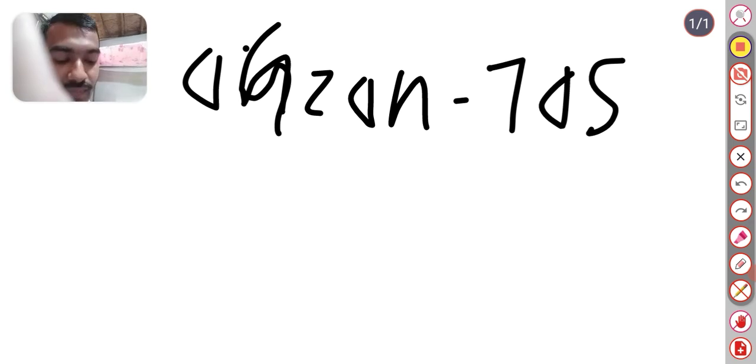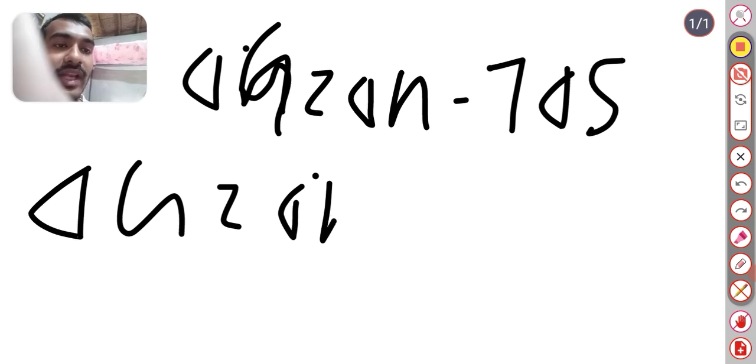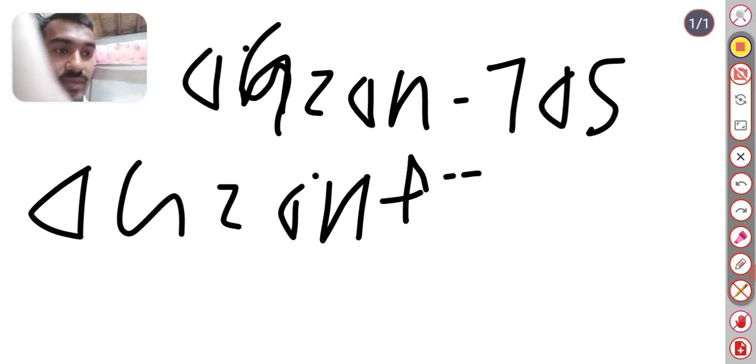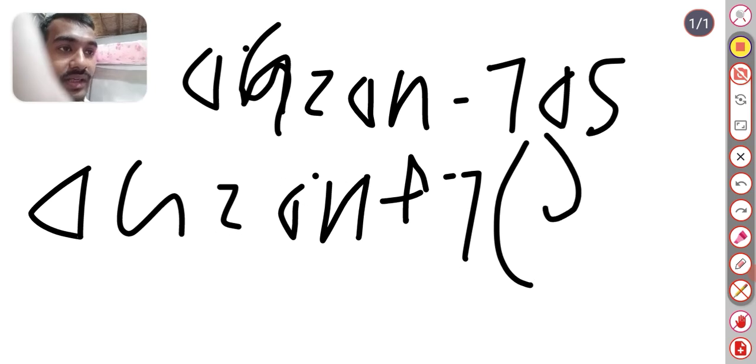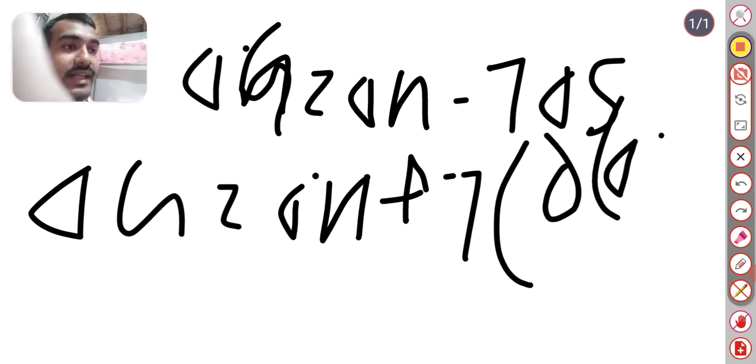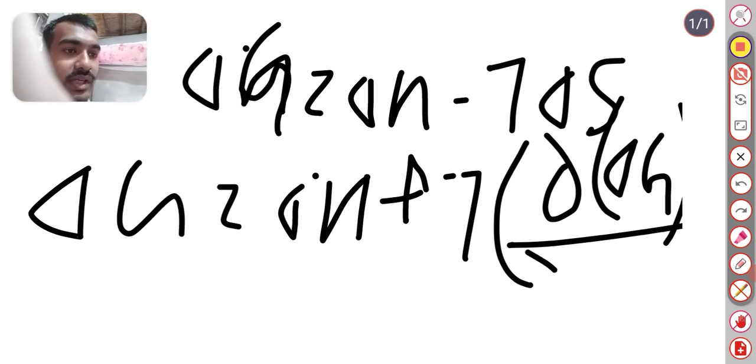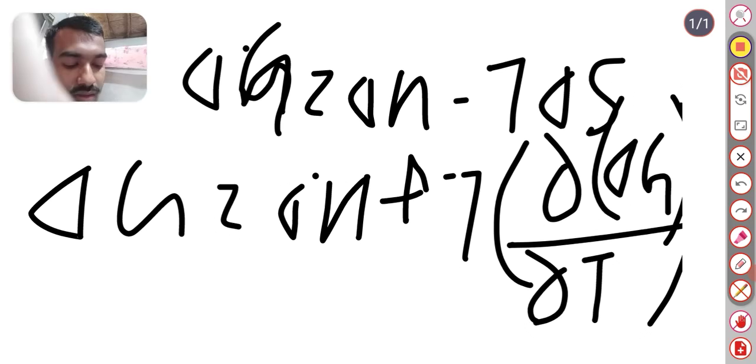Here the derivative form becomes del G equal to del H plus T, differentiation with respect to T. We have already discussed the product and the del S in the reactions also. So I am concluding the lecture here.